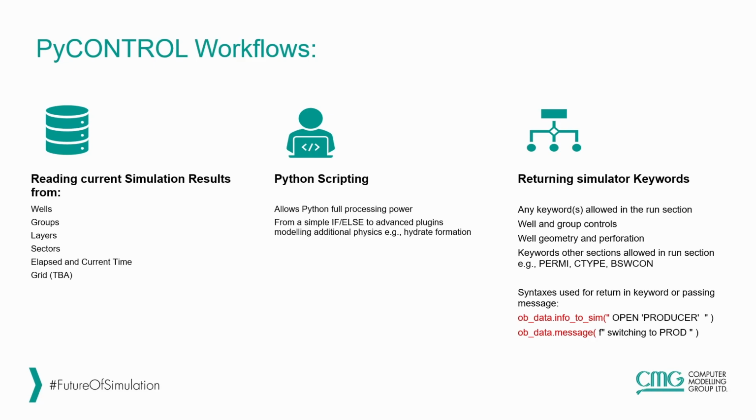In order to return the information back to the simulator and the user, we have two syntaxes to use. Any keywords that have to go back to the simulator come under this syntax, obdata.info to sim, and then you return a string containing the actual keywords that you would like to be appended in the simulation deck. You can also pass a message to the user, giving a note about what's going to happen now with these changes.